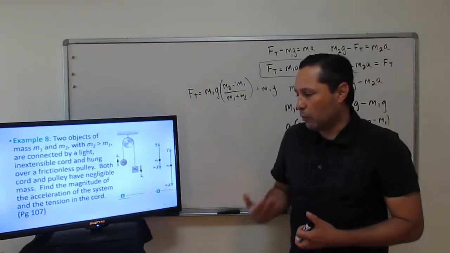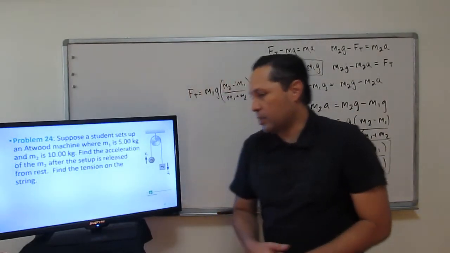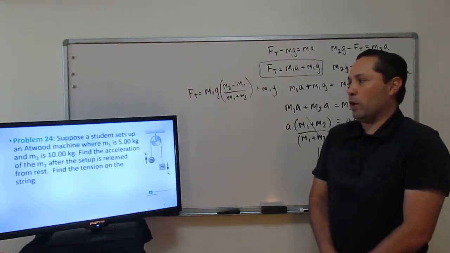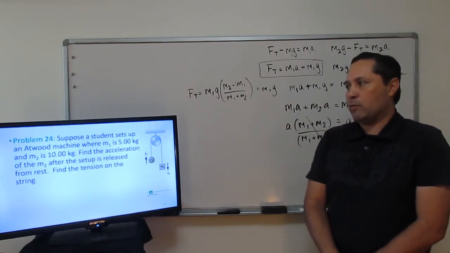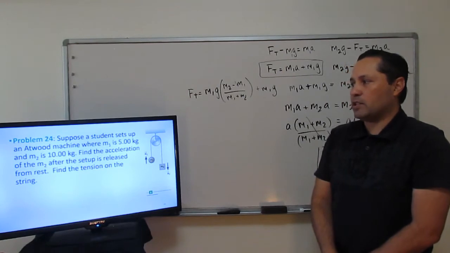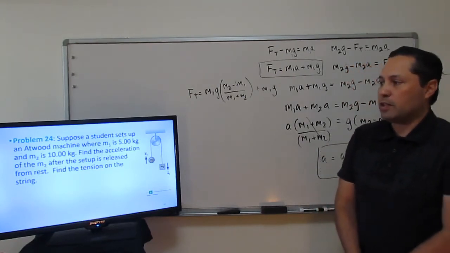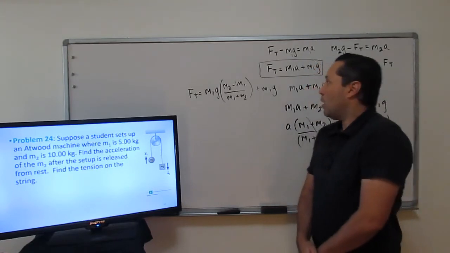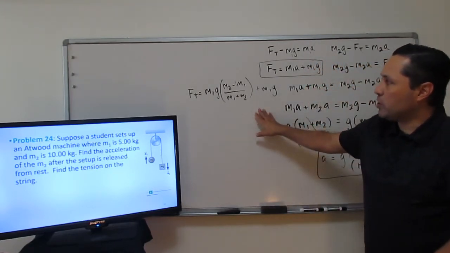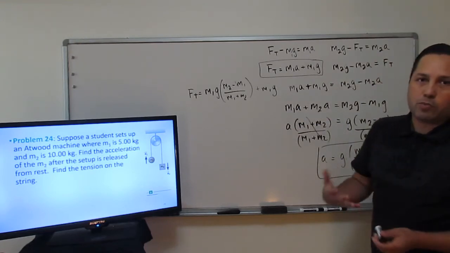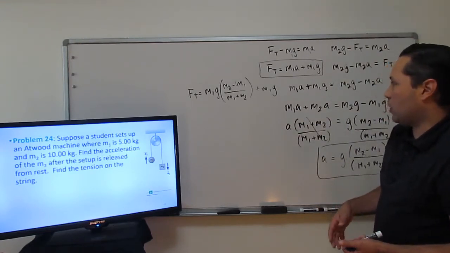Alright, our next problem piggybacks on this example. Problem number 24 says, suppose that a student sets up an Atwood machine where M1 is 5 kilograms and M2 is 10 kilograms. Find the acceleration of M2 after the setup is released from rest. Find the tension of the string as well. Alright, so here is the formula for tension, here's the formula for acceleration, and all we really have to do is plug in the values, so we're going to go ahead and do that.